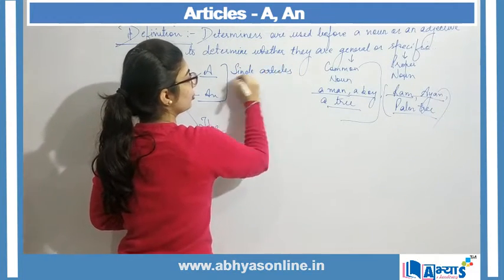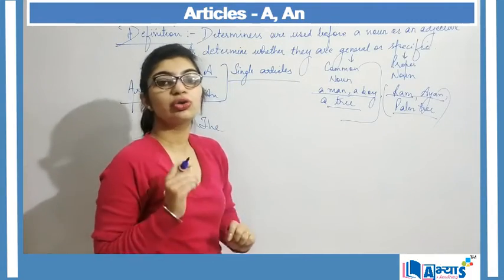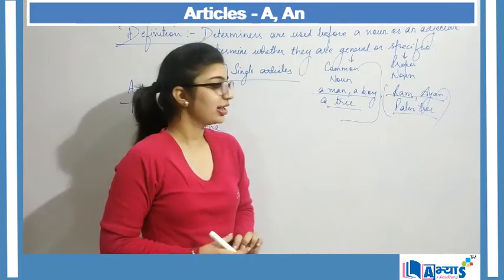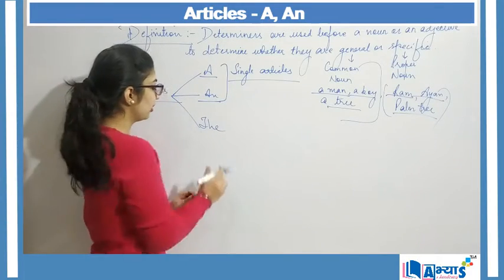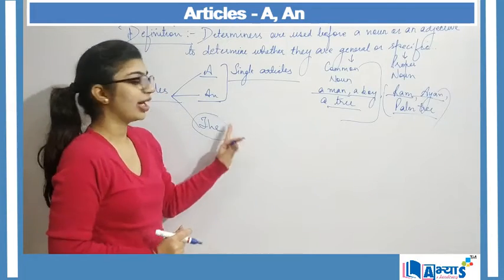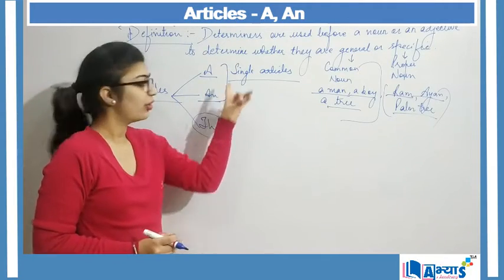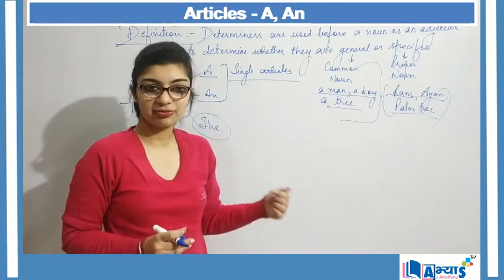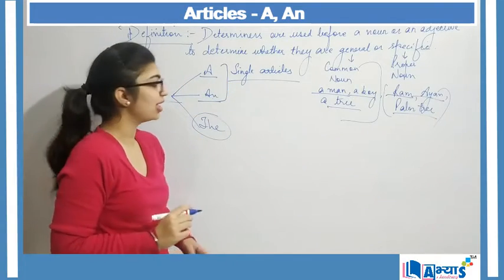Why they are referred to single articles? Because we use a and an only for those nouns which are singular in nature, right? These are used to define single unit. For multiple unit, we make use of the if required. But whenever we are going to use article for single unit, we will either use a or we will use an, depending upon the rules that we are going to discuss further in this video. So now a and an are single articles.